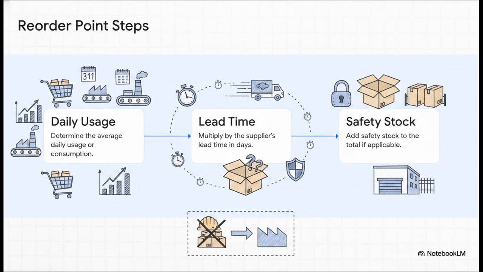Okay, let's prepare to apply the math here. The standard formula for your reorder point is a really simple three-step process. Step 1, determine your average daily usage. Step 2, multiply that by your lead time in days. That's exactly how long the supplier takes to deliver your goods. And Step 3, add your safety stock if you have any. It's actually worth noting that businesses using super lean inventory practices or just-in-time management will often just completely remove that safety stock step entirely, especially if they're resupplying from a warehouse they control.